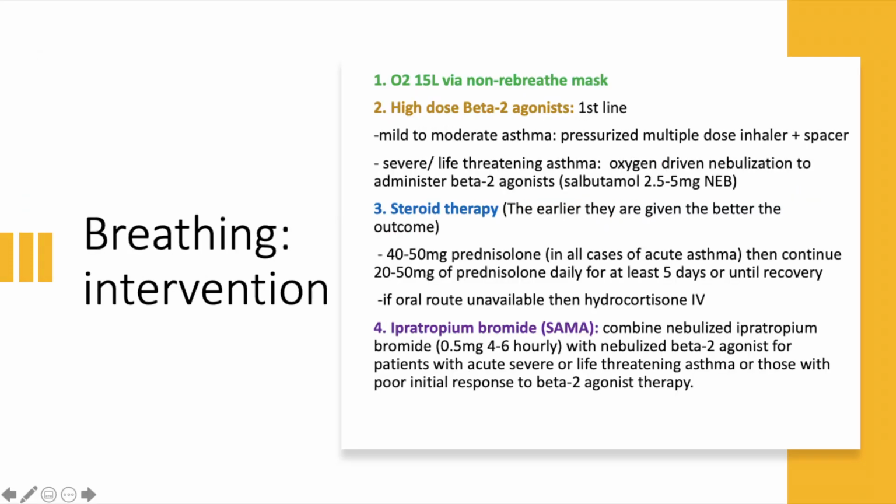Moving on to the intervention for breathing, we're now going to start working through our "Oh shit me" mnemonic. First up for O, we have oxygen.